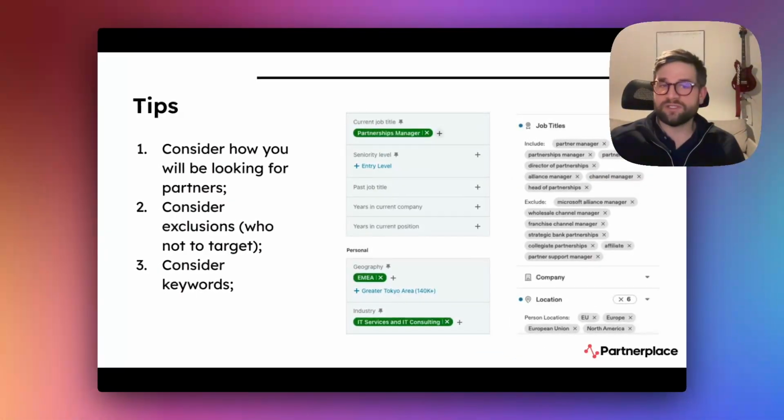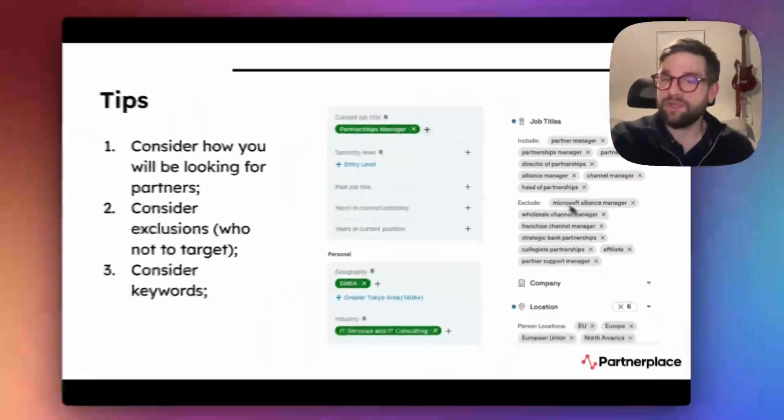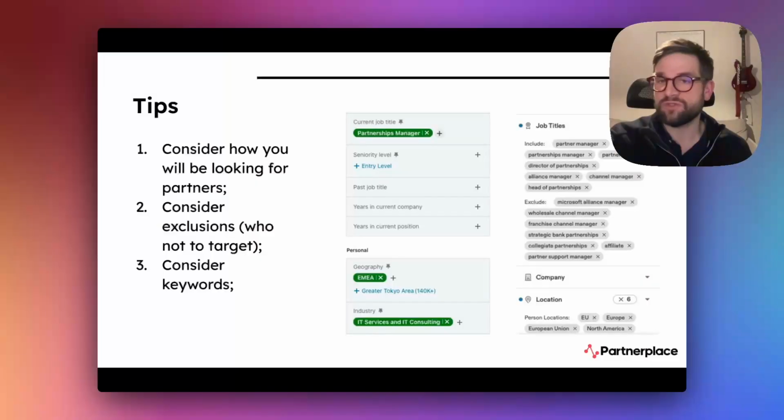Secondly, consider exclusions. Who you do not want to target. What are the keywords that will make a partner not a great fit? And you can see here on the right, for example, in the job titles that you can include the partner manager, partnerships, director of partnerships, but there are a lot of people who, for example, work in wholesale, or they are specifically responsible for Microsoft or AWS, which might not be a perfect fit. And it's a good idea to also think about those exclusions of who you don't want to work with, because they will just consume your time without giving back.